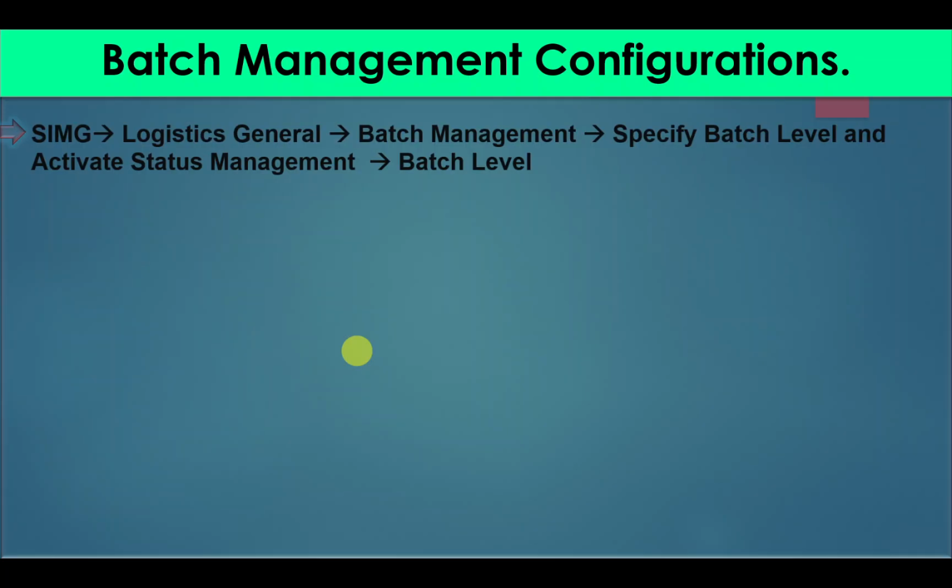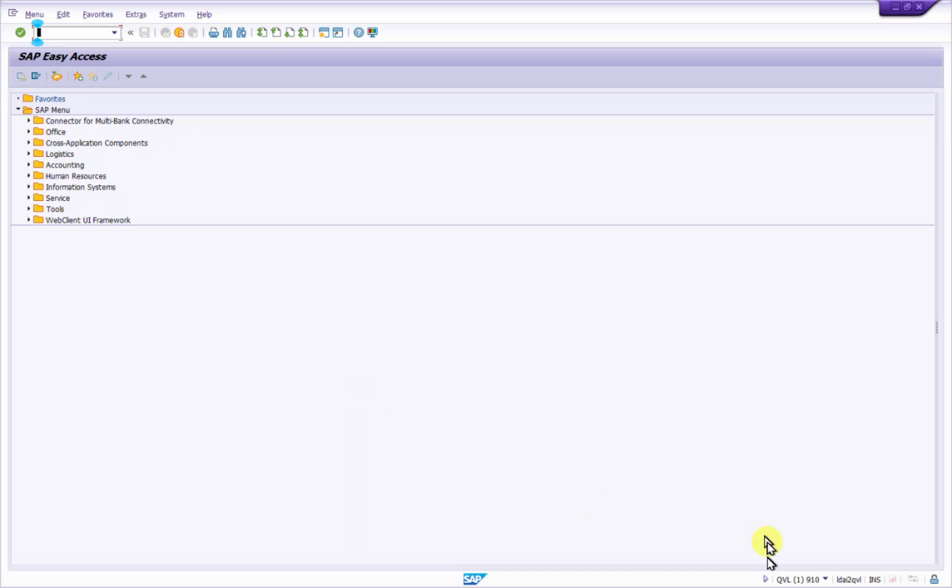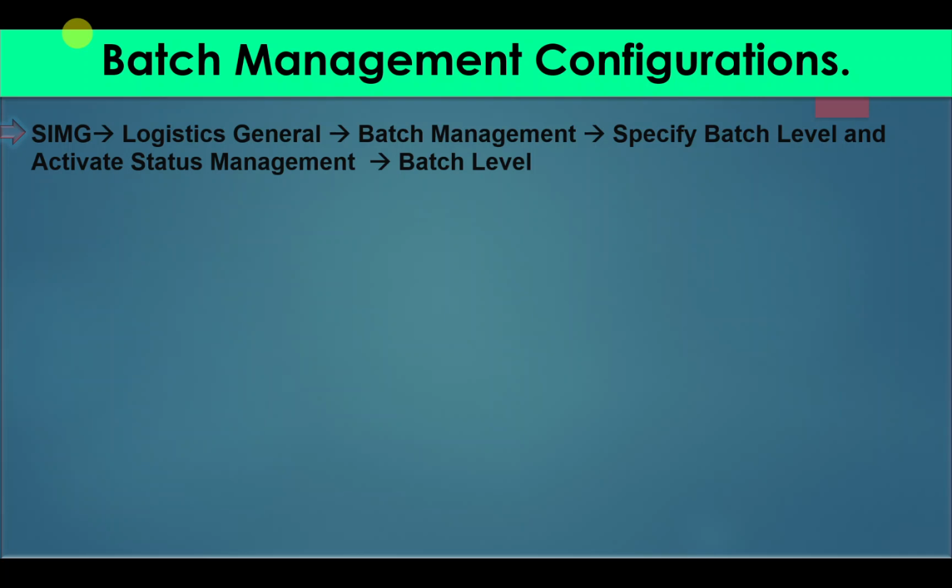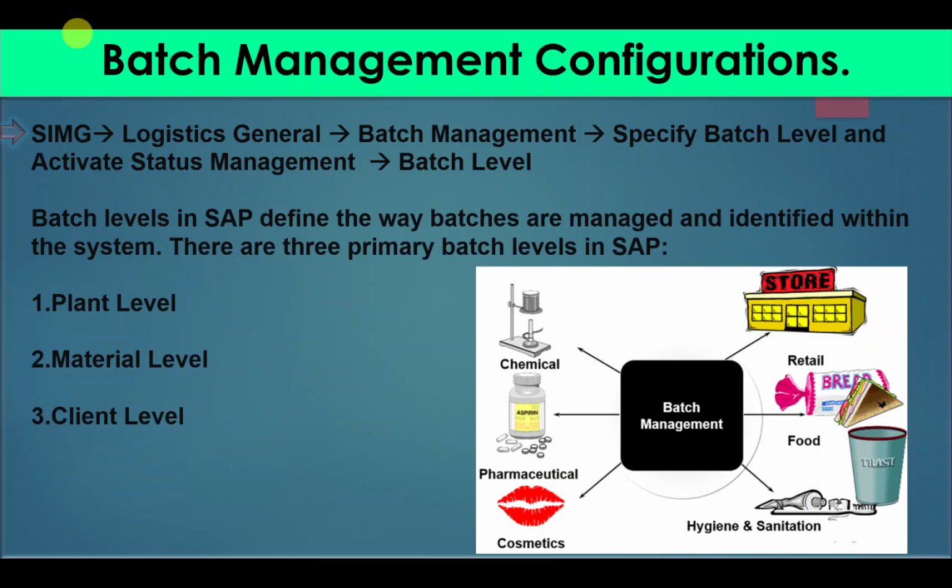Now I will jump to the system and we will see the configuration in detail. For this I am using an SAP S/4HANA 2023 system. This is the first configuration, where we decide at what level we maintain a batch. A batch is usually maintained at three levels in SAP. The first one is plant level, the second one is material level, and the third one is client level. We'll see them one by one.